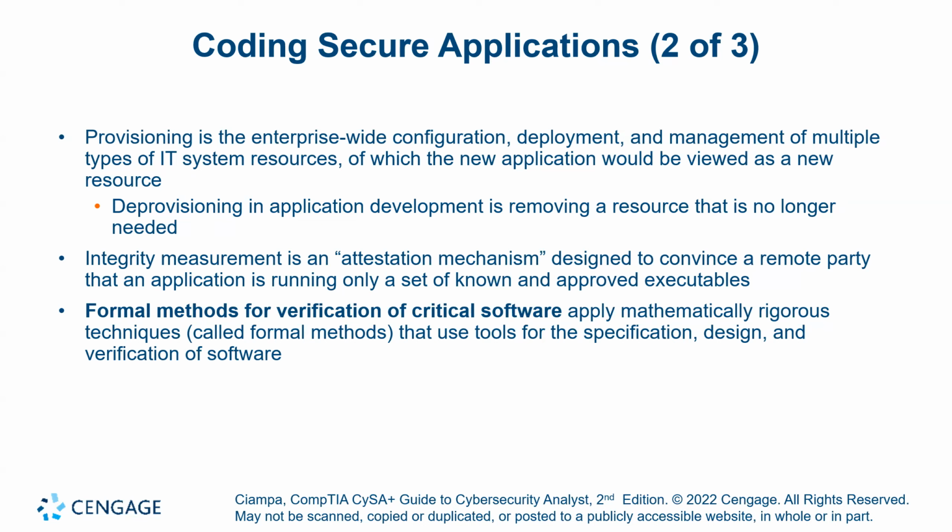Integrity measurement is an attestation mechanism designed to convince a remote party that an application is running only a set of known and approved executables. Formal methods for verification of critical software apply mathematically rigorous techniques, called formal methods, that use tools for the specification, design, and verification of software.